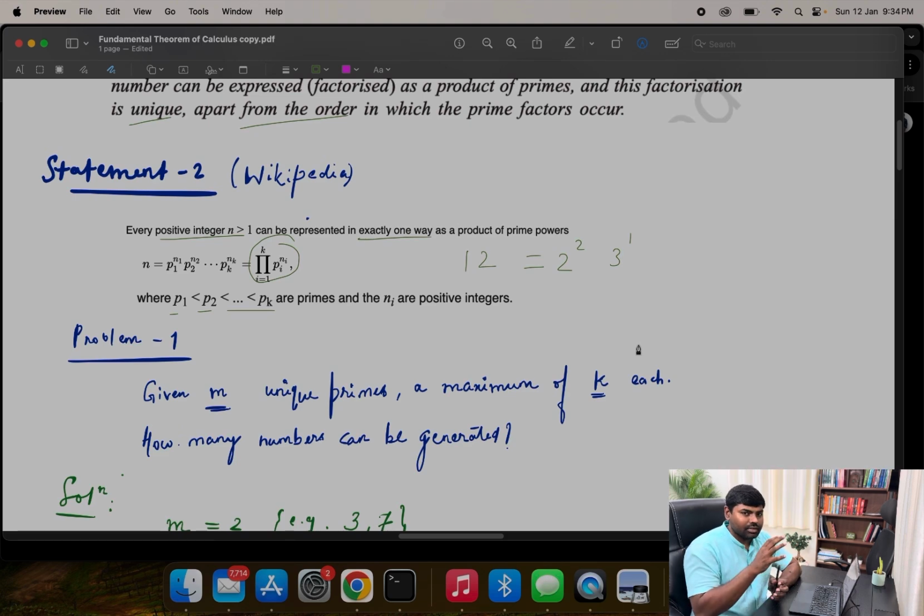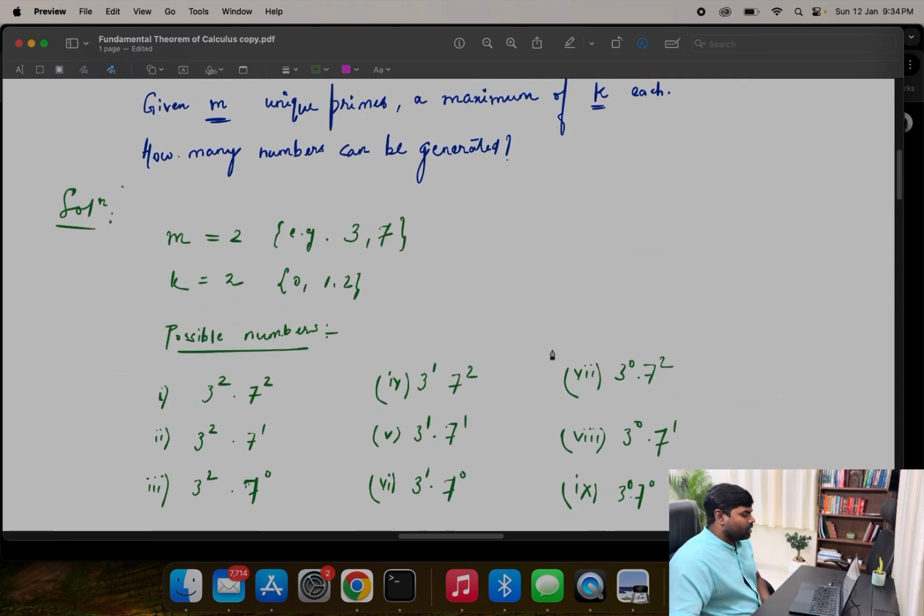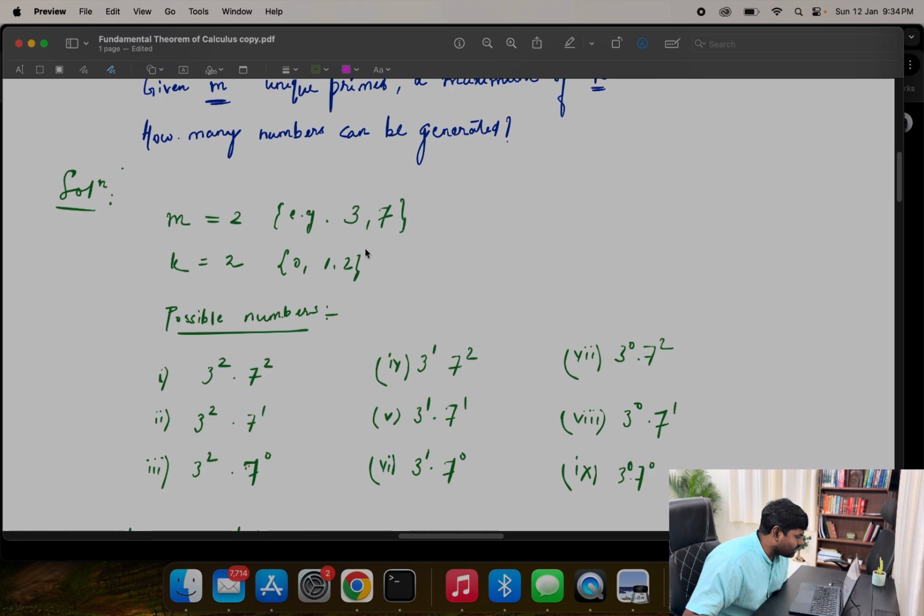Now this question is relating to that aspect. It says that, okay, choose m unique primes, whichever ones you want. And you can have a maximum multiplicity for any given prime number of k. That means any given prime number can appear a maximum of k number of times, right? Now the question is, how many numbers can you generate? Let's take an example. Let's say m is 2. All right, so m is 2. Let's take the example as maybe 3 and 7. All right, so these are our two prime numbers. We can generate some numbers right away, right? Maybe 3 into 7 is 21, right?